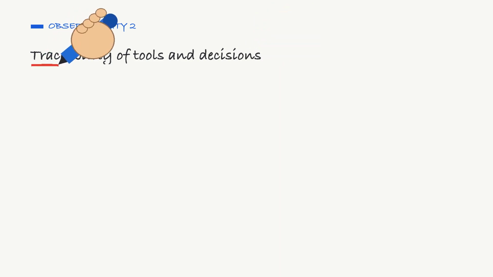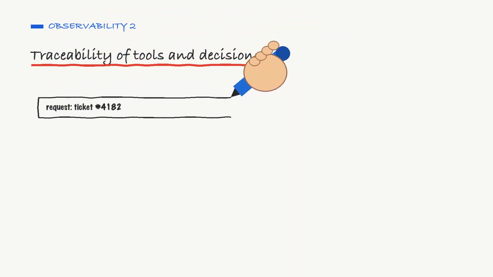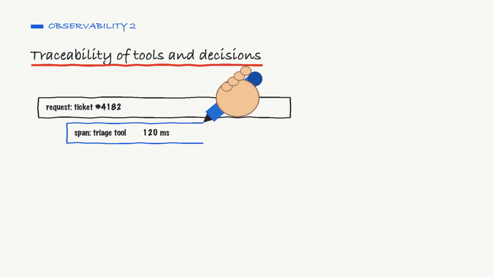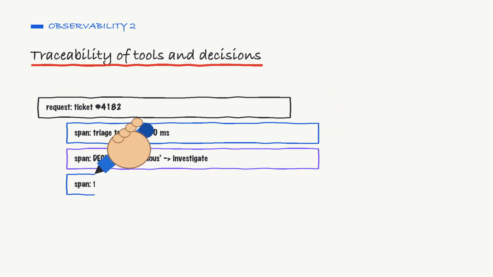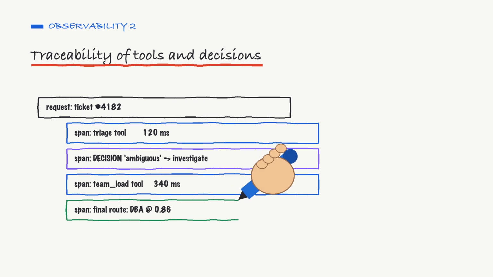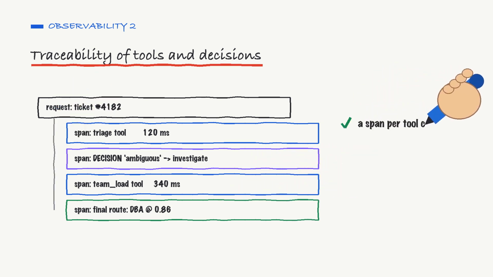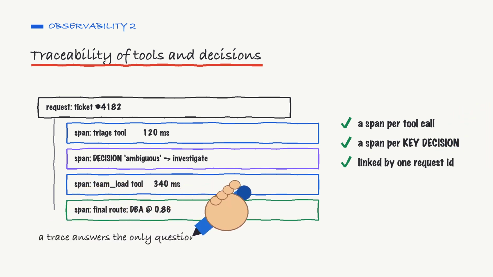Traces go one level deeper. A span for every tool call. And this is the part specific to agents, a span for every key decision. Look at this trace. The request comes in, the triage tool runs, then a decision span, ambiguous, investigate, then another tool, then the final route with its confidence, all linked by one request ID. A trace answers the only question that matters in production. Why did this input produce this output?